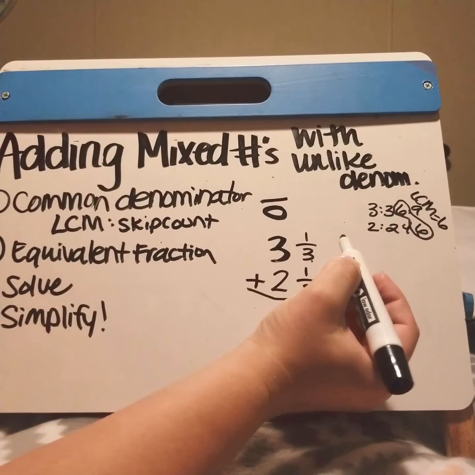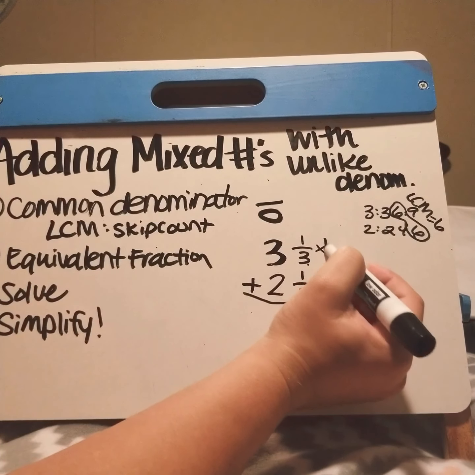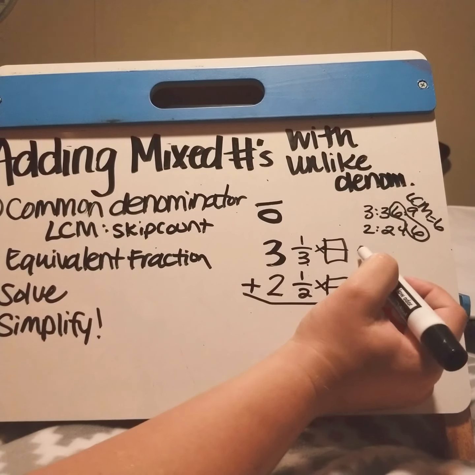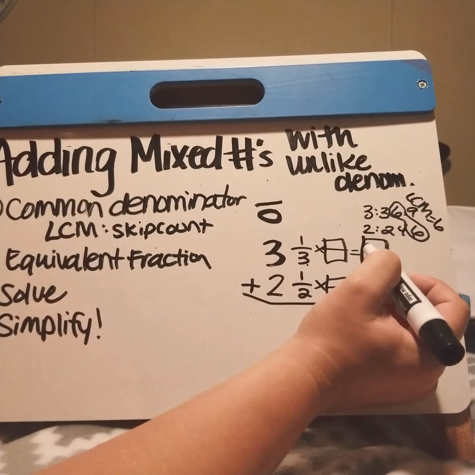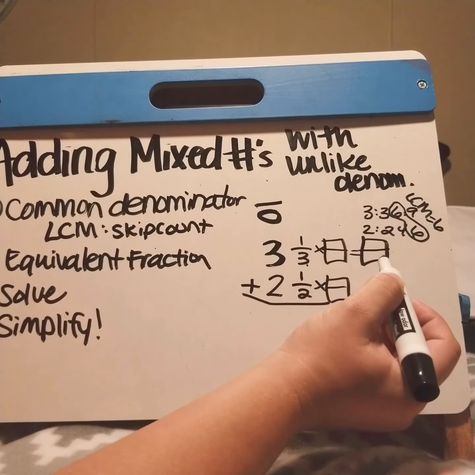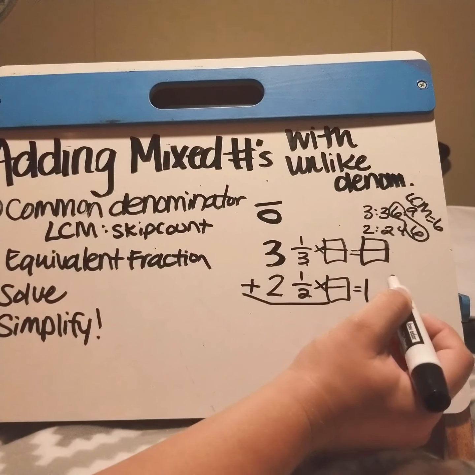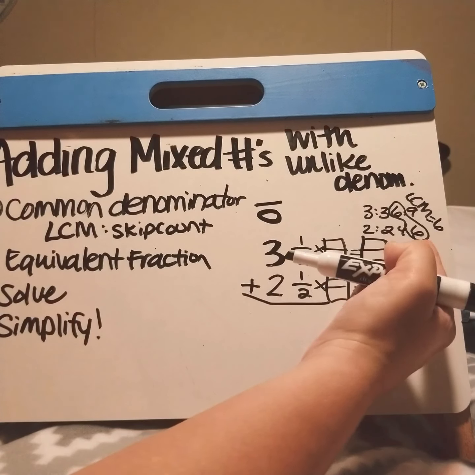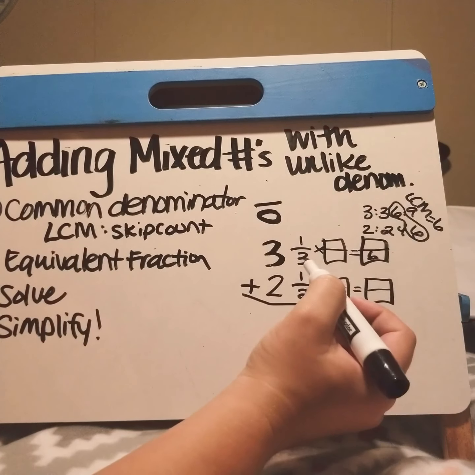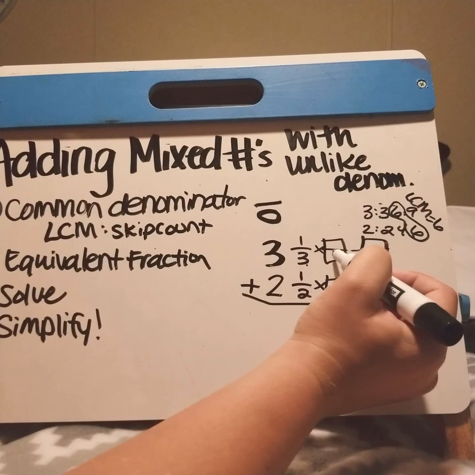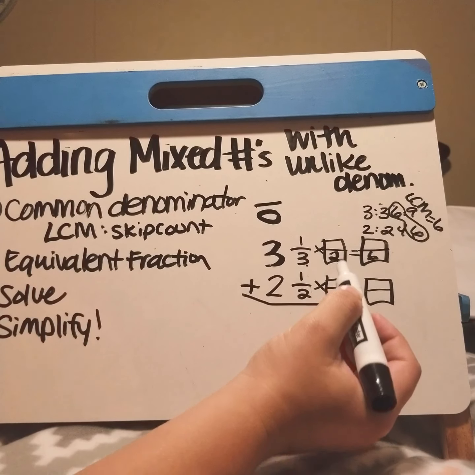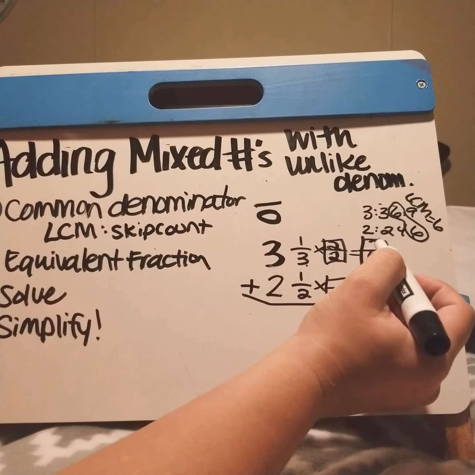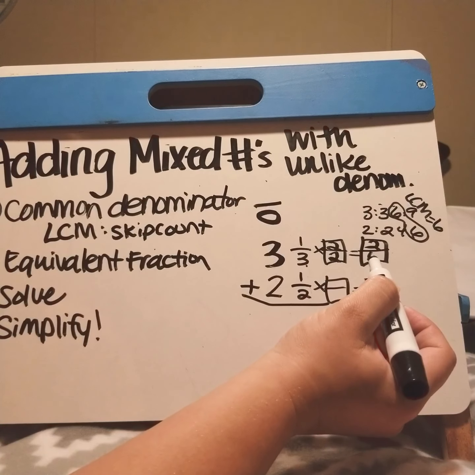Now here we're going to set up our problem. We need to make both of these have an equivalent fraction. So I set up these boxes telling me that I'm going to multiply by the same number on top and bottom to find my equivalent fraction. We ask ourselves, 3 times what number will equal my LCM of 6? So 3 times 2. What you do to the bottom, you must do to the top. So 1 times 2 is 2. So 1/3 is equivalent to 2/6.